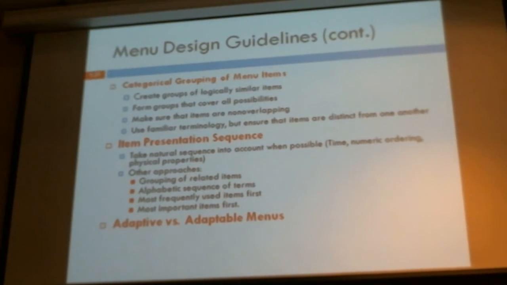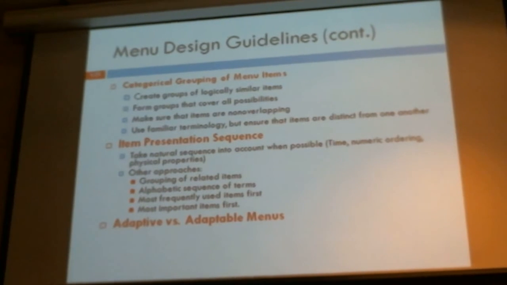So think about what makes the most sense for your app. Okay? And then other approaches, like obviously group-related items whenever possible. Alphabetic sequence of terms. So if there is no intrinsic structure to your items, at least do it alphabetical. So when you're giving me a menu, give me some rationale as to why it is in this order. Is it because you put the most frequent items first? Did you decide to just put it alphabetically? What did you do? Most frequently used items first, or most important items first.